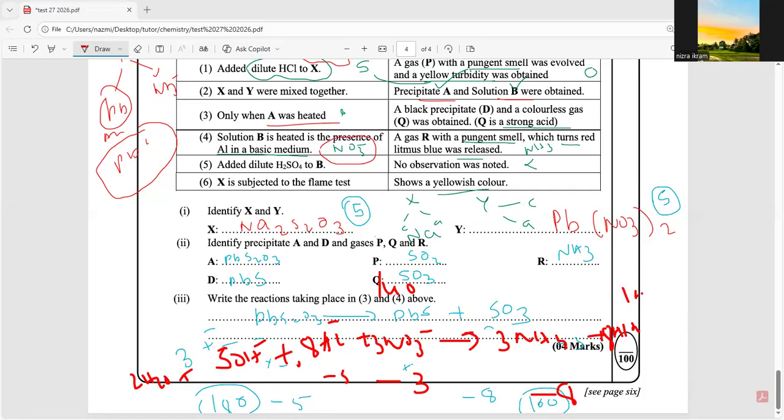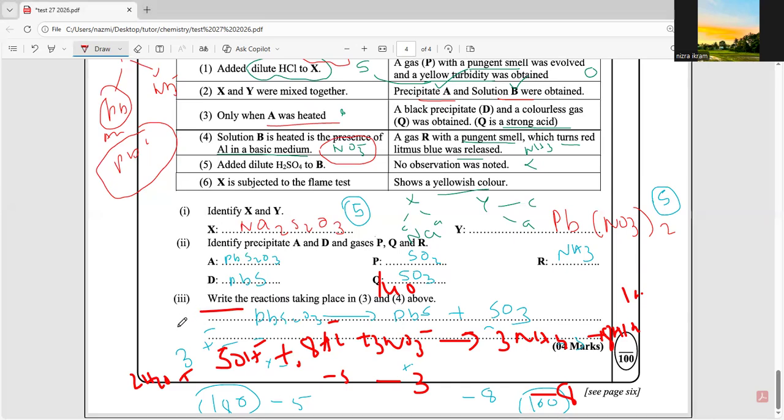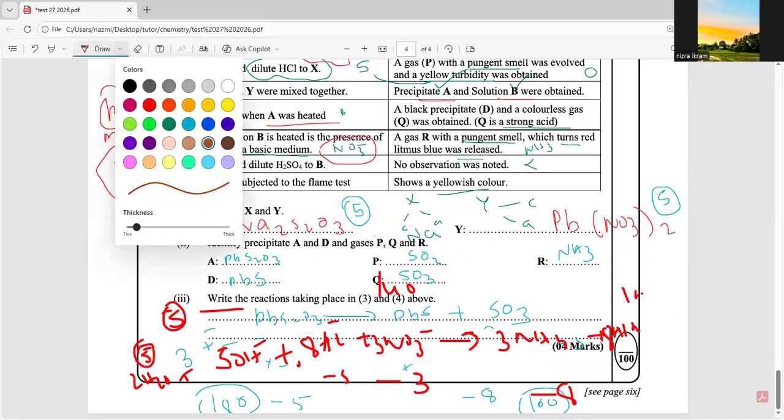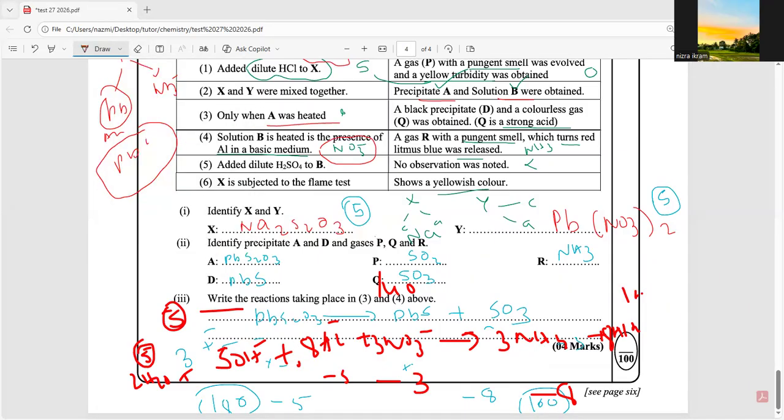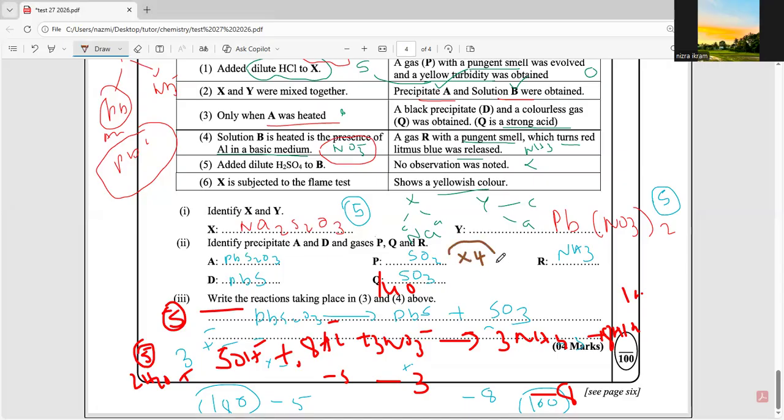10 marks. Each reaction 5 marks. So now you calculate and tell me. Then Roman number 2, the marks is each 4 marks. Okay, so 4 into 5, 20. Each of A, P, R, D, Q, each 4 marks.